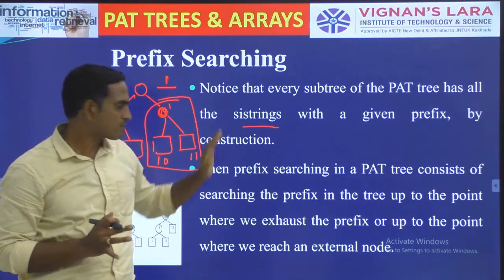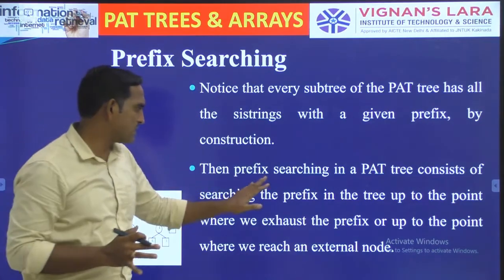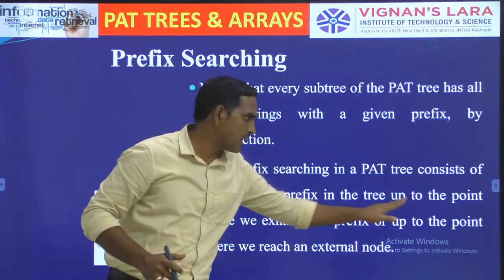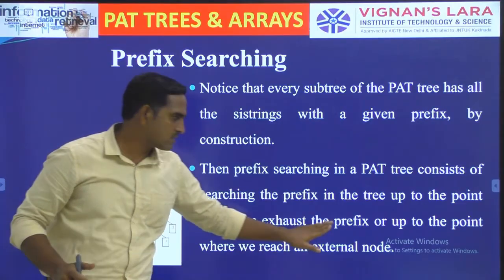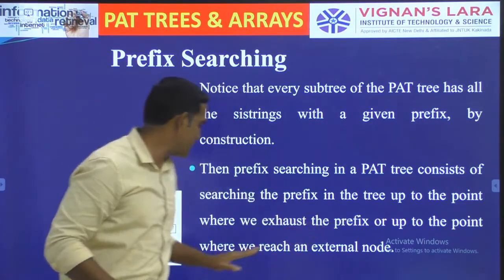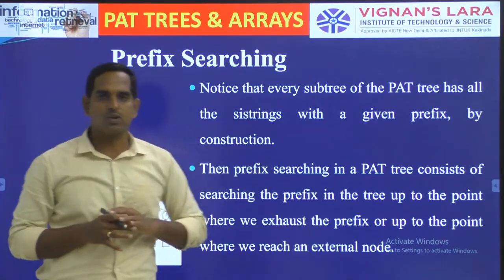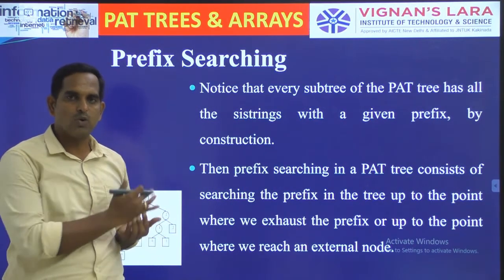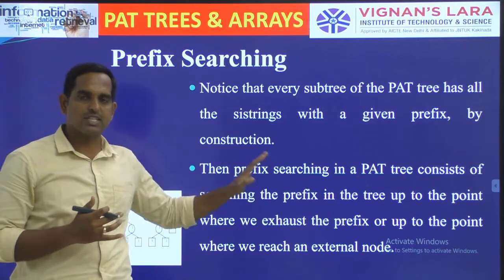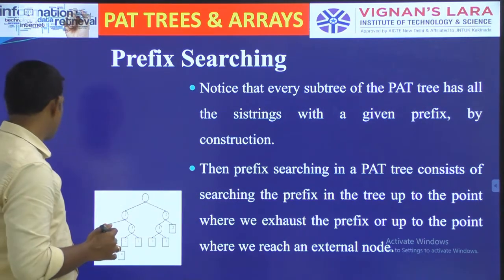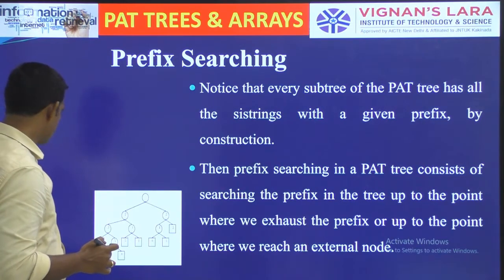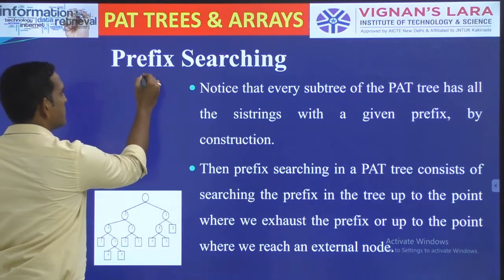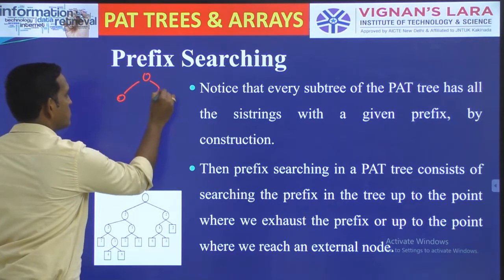So prefix searching in a path tree consists of searching the prefix in the tree up to the point where we exhaust the prefix or to the point where we reach an external node. How are you going to search for prefixes in your path trees? If you take the example, we have an example here itself, or you can take any example. I will take some example nodes.